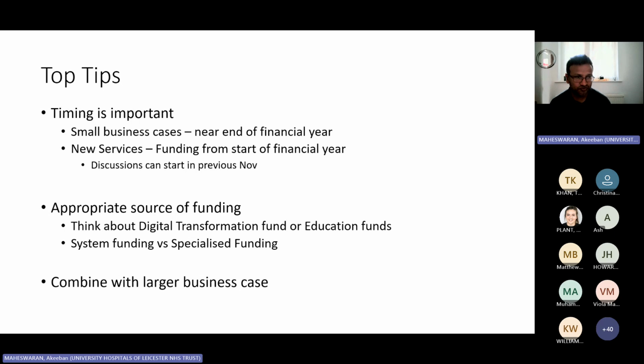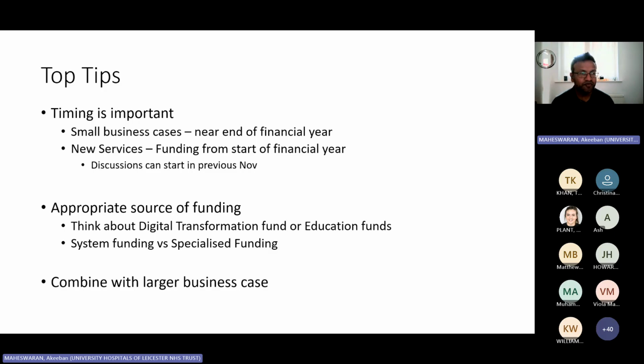Other things that are useful are education funds. There's lots of education funding out there, and again, particularly if it's one-off funding, education funds are quite good for revamping resident doctor areas. We managed to get a whole new anaesthetic training hub from education funding that we were never going to get from our operations teams through normal processes.